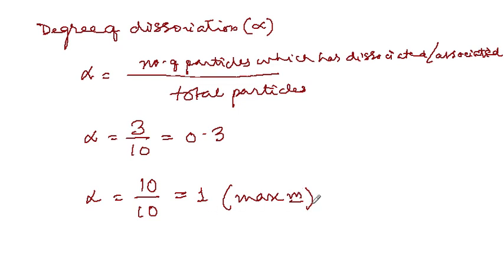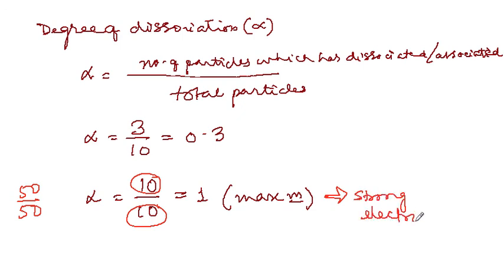And when we are saying that it is 1, it means whatever molecules that you have taken, if you have taken 10 molecules, 10 have broken down. If you would have taken 50 molecules, 50 molecules have broken down. That means every molecule that you take, every one of them will break. And that is a character of a strong electrolyte. In a strong electrolyte there is 100% dissociation.